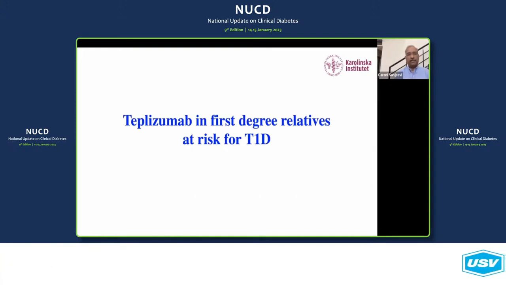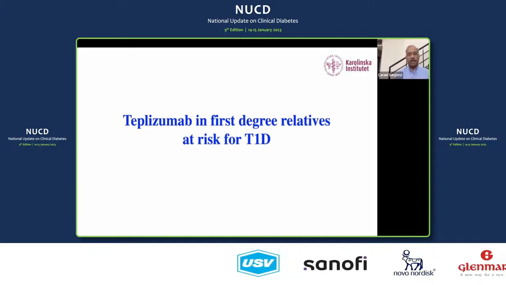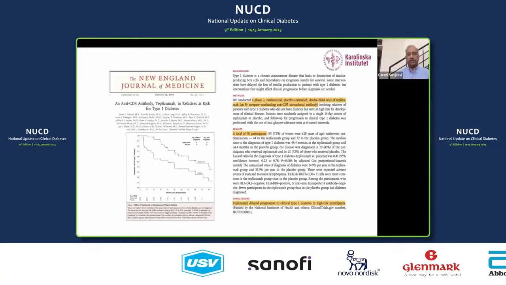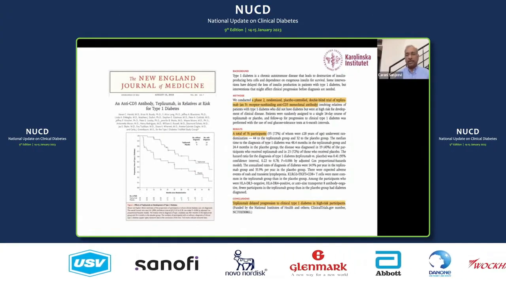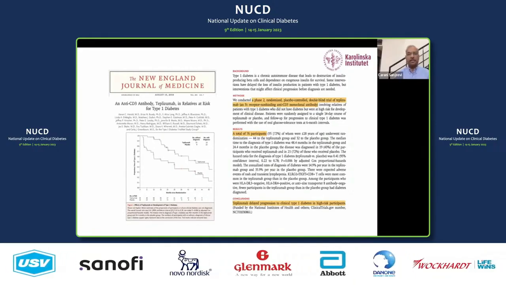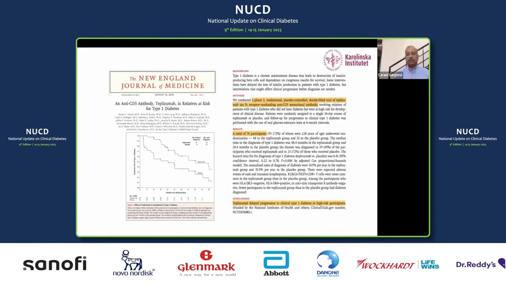Teplizumab, an anti-CD3 antibody, has been tested in the first degree relatives of patients with type 1 diabetes. So these are at-risk patients. This paper was published in the New England Journal of Medicine, and teplizumab delayed the progression of clinical type 1 diabetes in high-risk participants in the TrialNet cohort.